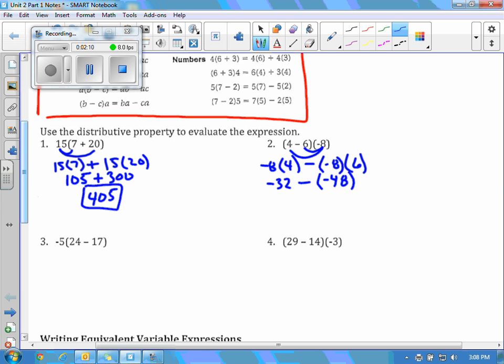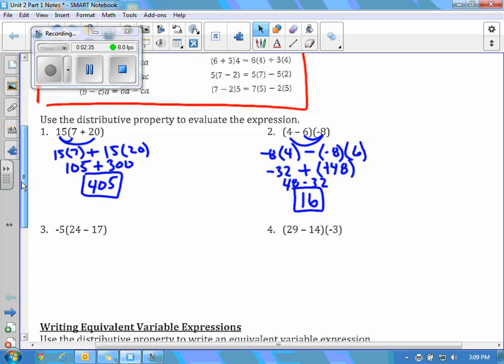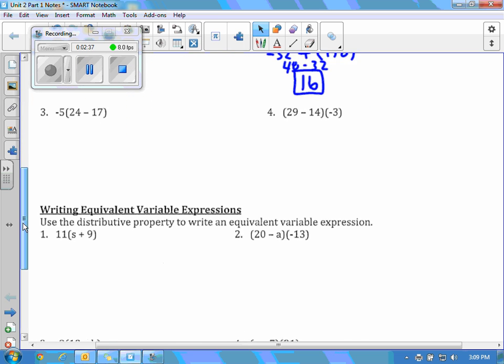Now, if you remember your subtraction rule, that means I'm going to change subtraction to addition, and I'm going to change negative 48 to positive 48. Now, if you remember your addition rules, I have two different signs. So I'm going to do the bigger number minus the smaller number, which is going to give me 16. I'm going to take the sign of the bigger number, which was 48, so it's positive 16. All right, I'm going to let you guys try 3 and 4 there. Make sure you check them with your notes and ask me if you have questions.